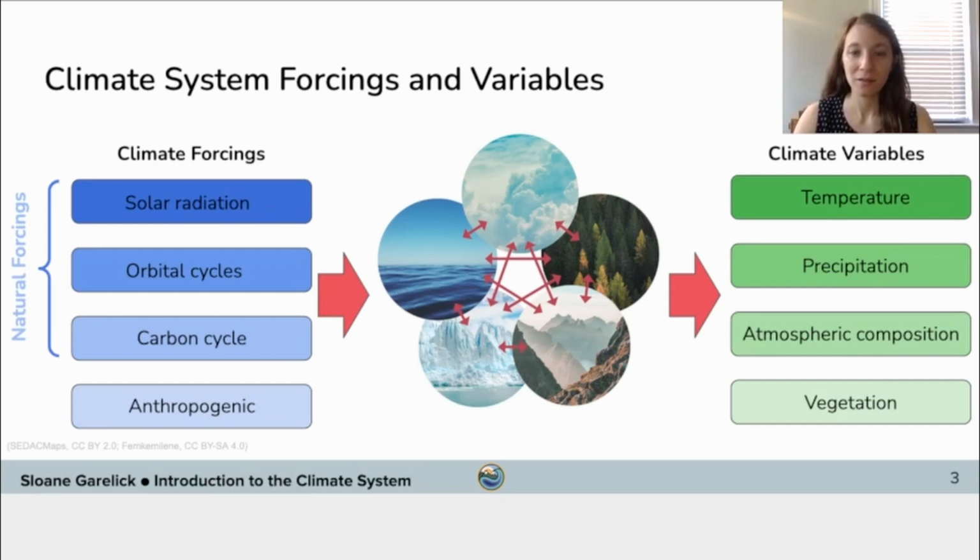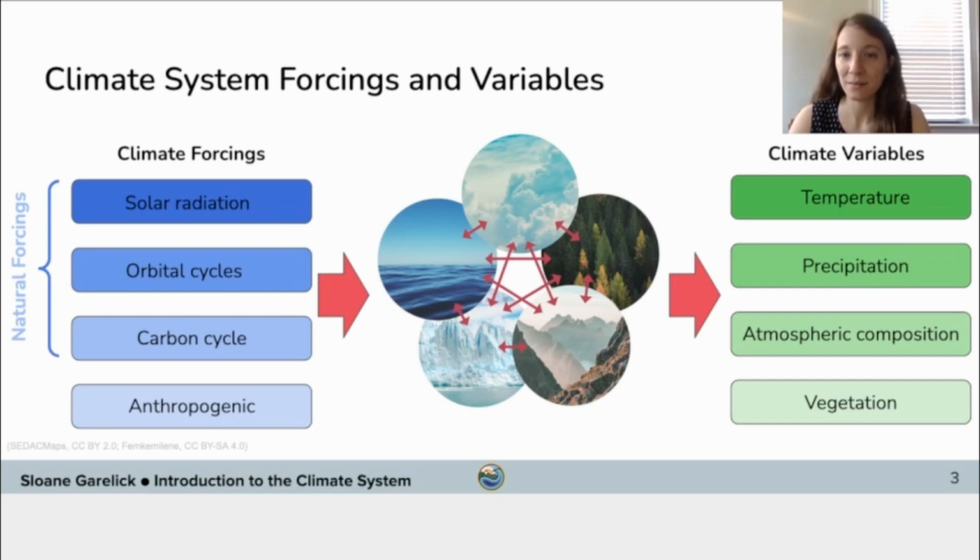Some of the main long-term natural forcings are solar radiation, orbital cycles, and the carbon cycle. Additionally, anthropogenic forcings are also influencing the climate system and occur on much shorter and rapid timescales. These forcings, among other forcings, result in changes in different components of the climate system, which we can understand by looking at data of different climate variables.